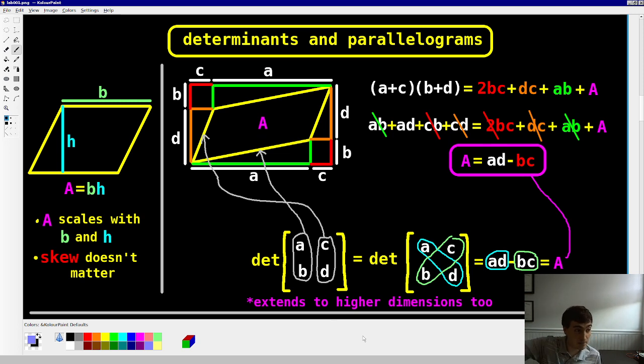And that extends to higher dimensions, to 3D, 4D, 12D, etc. If I'm wrong about that, I'm sorry, I lied to you.